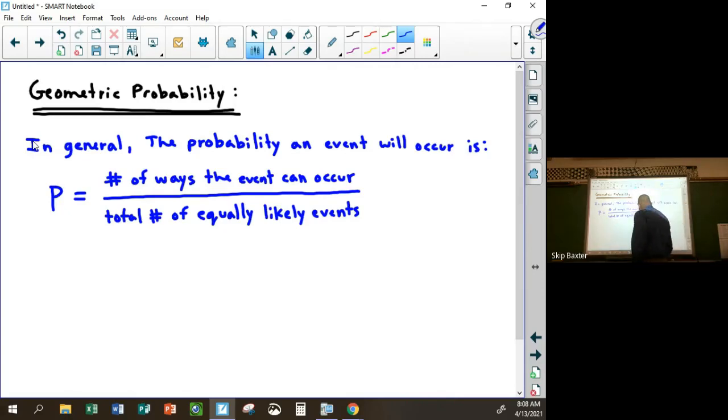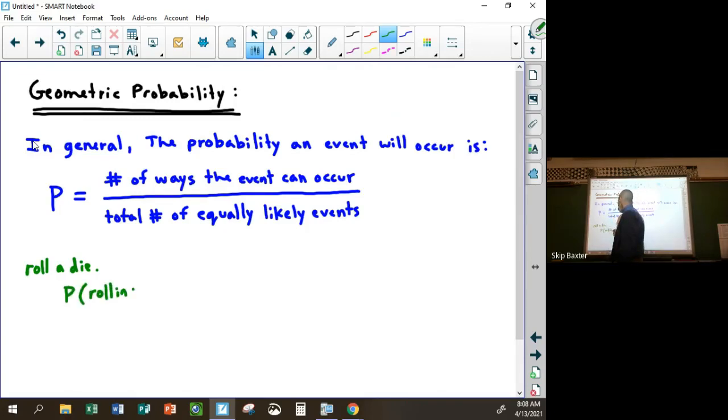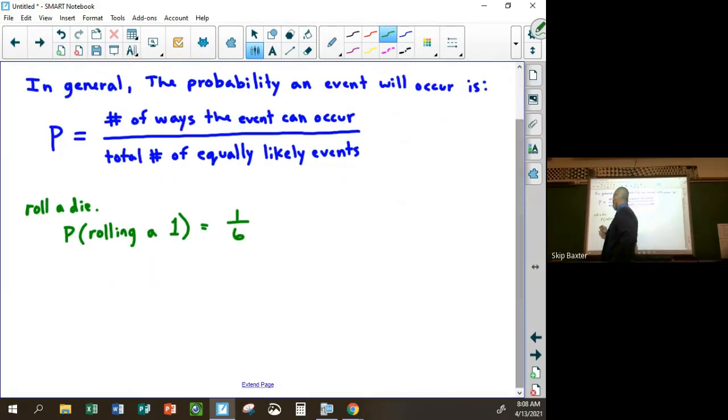So for example, suppose you roll a die. Single die, a regular six-sided die. Okay? The probability of rolling a 1 would be 1/6, because there's only one way you can roll a 1, roll the die and it lands on 1, and there's 6 equally likely possible outcomes. So the likelihood would be 1/6. That makes sense, right?